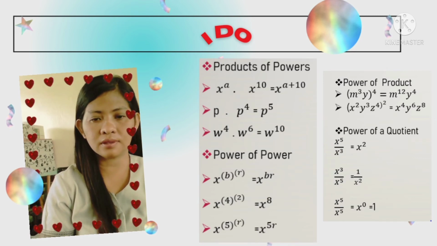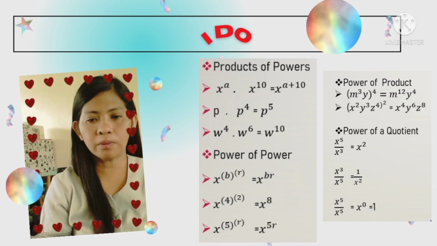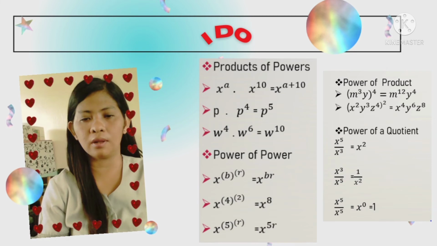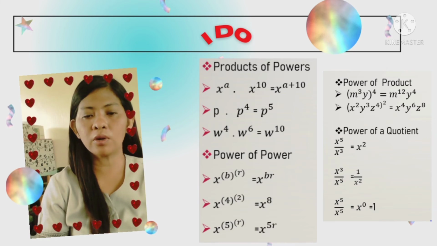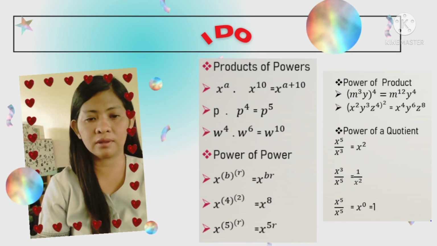Next example, w raised to the 4th power multiplied by w raised to the 6th power is equal to w raised to the 10th power. The bases are the same, so you will just copy the base, then add the exponents. So 4 plus 6 is equal to 10. Next example, power of a power. In power of a power, the exponent is raised to another exponent, so you will multiply the exponents.